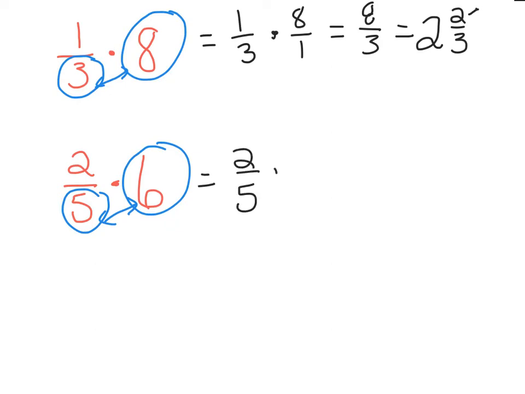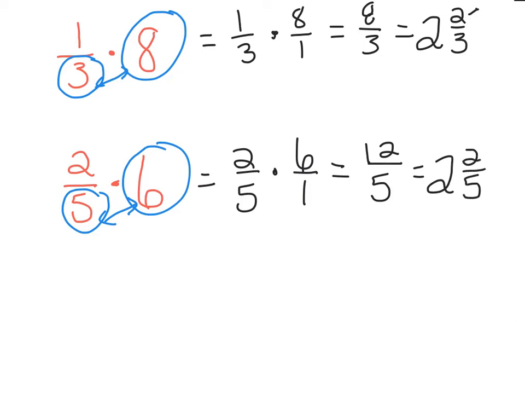And the problem below, 2/5 times 6/1, it's the same thing, leaves us with 12/5. And again, we could leave this answer as a fraction greater than 1, or we could turn it into a mixed number. 5 goes into 12 2 times, with a remainder of 2, and the denominator would be 5.